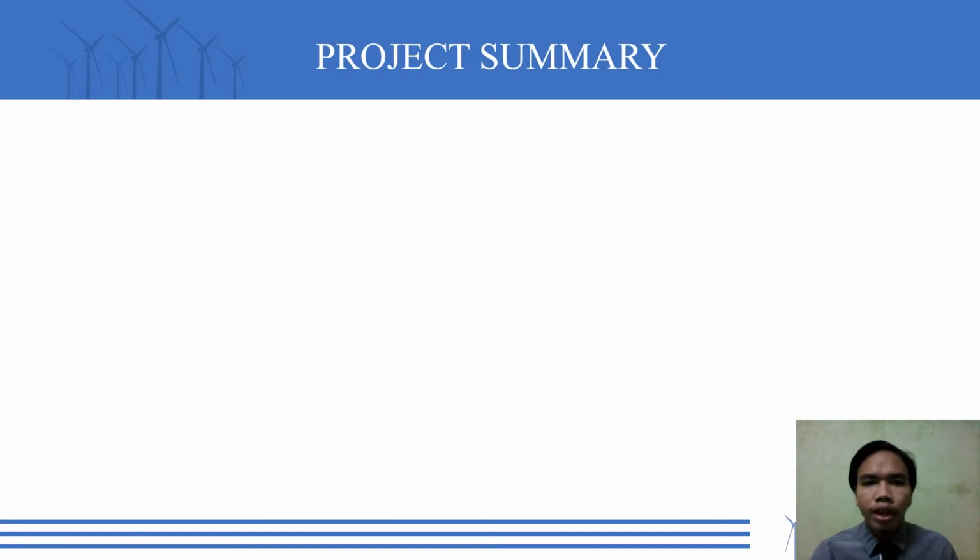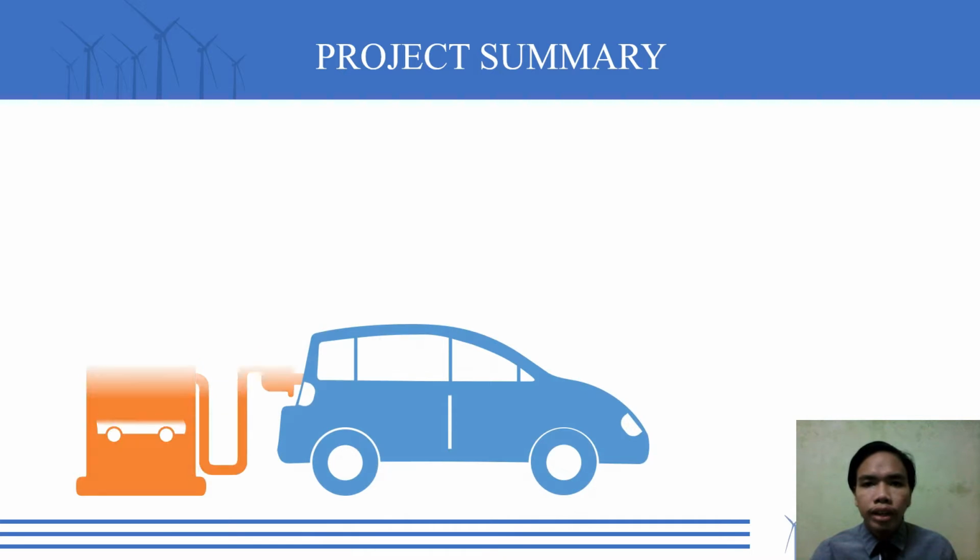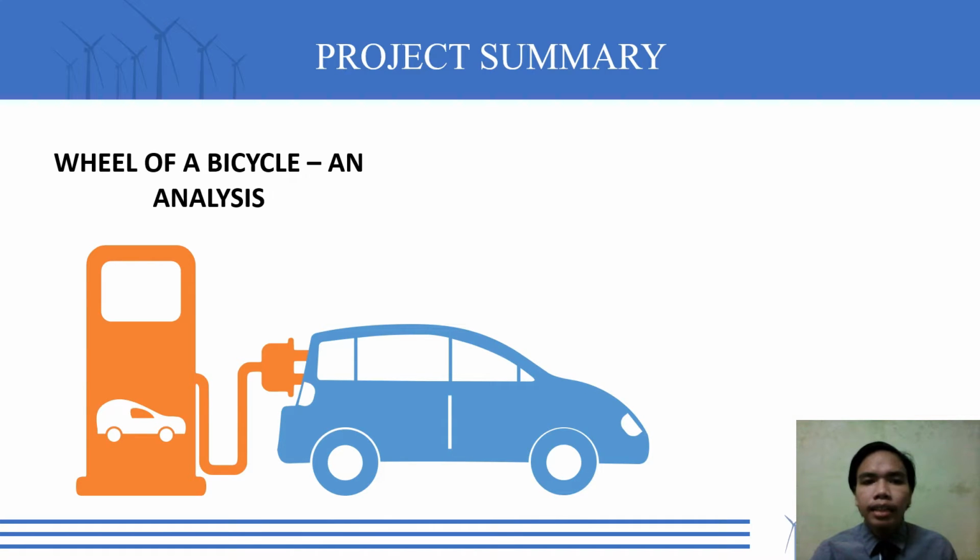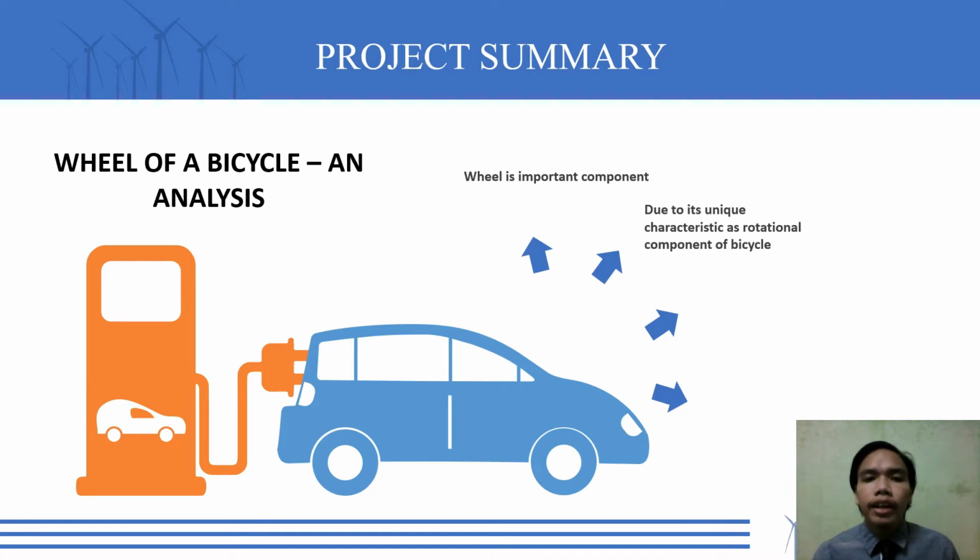Firstly, I will introduce the project summary for my final year project 1 with the title Wheel of a Bicycle and Analysis. The wheel is an important component in determining the quality of a bicycle. It is due to its unique characteristic as a rotational component of a bicycle. However, the stresses acting on the wheel are complex and require more study in order to increase comfort to the rider and prolong the lifespan of a bicycle. Therefore, this study will conduct stress analysis on the bicycle wheel by using CATIA. Various cross-sections of the rim will be analyzed.